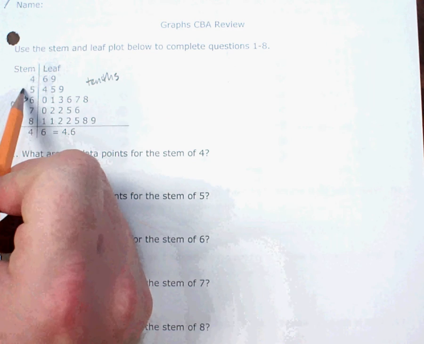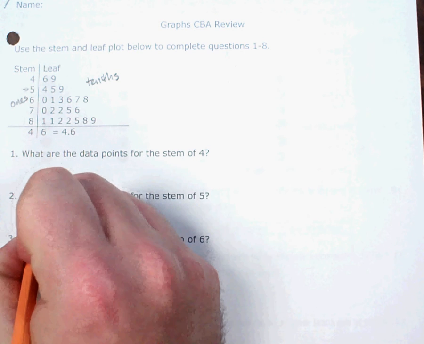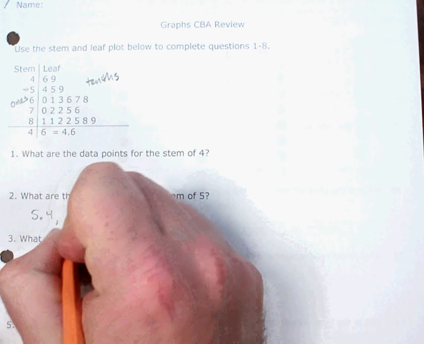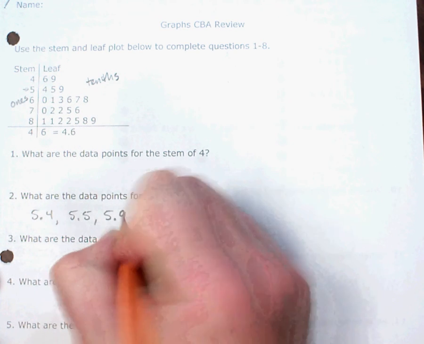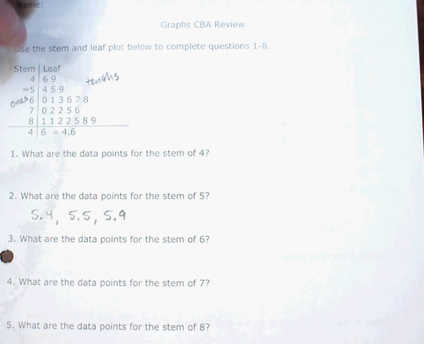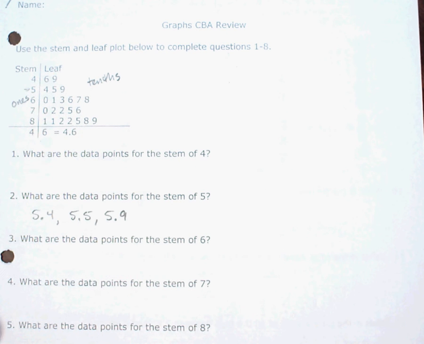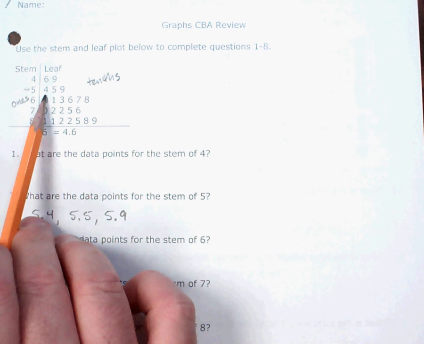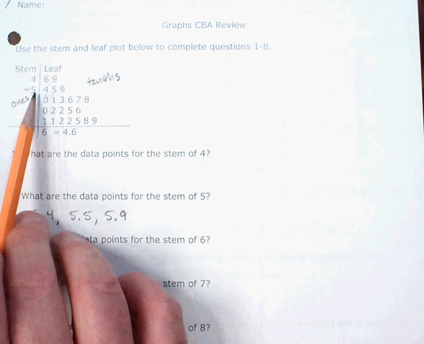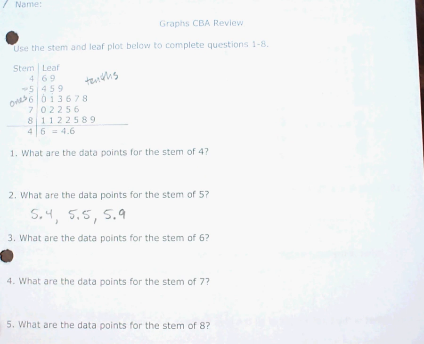So we're looking here at 5. So we're going to have 5.4, 5.5, and 5.9. So we've got these 3 leaves, so we should have 3 numbers. All right, our ones place and our tenths, 5.4, 5.5, and 5.9. Okay. Let's do the same thing for number 3, except we're going to be looking at the 6 stem.